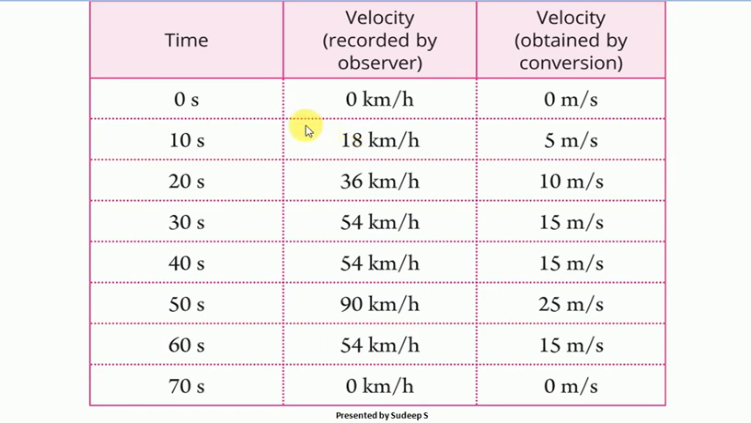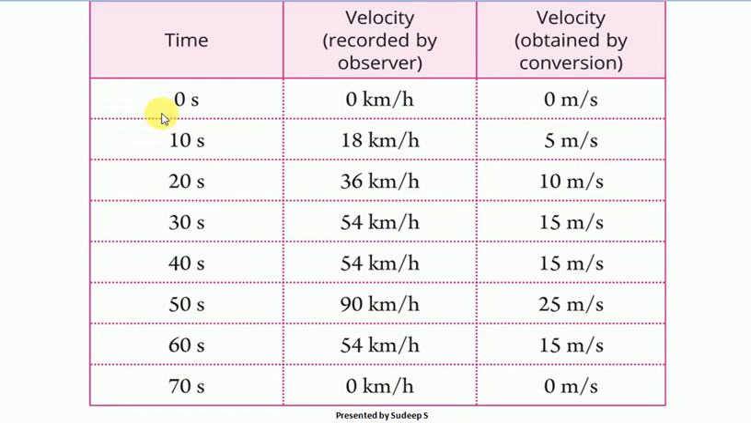Let us say the car starts from place A, where the initial time is 0 seconds and the object is at rest, so the velocity is also 0 meters per second. The observer notes the velocity in kilometers per hour. This is the observation recorded by the observer. To understand this case study, we will just observe the first column, that is time, and the third column, that is velocity obtained by conversion.